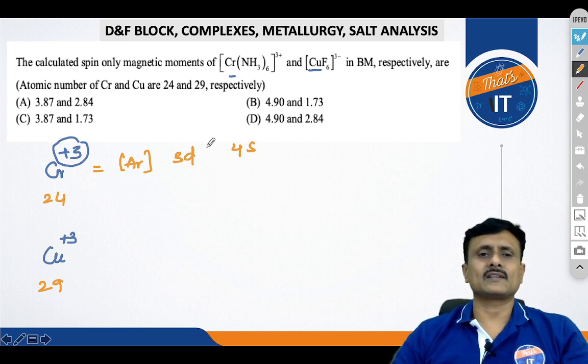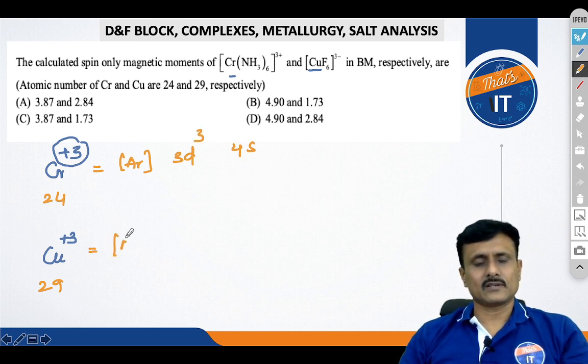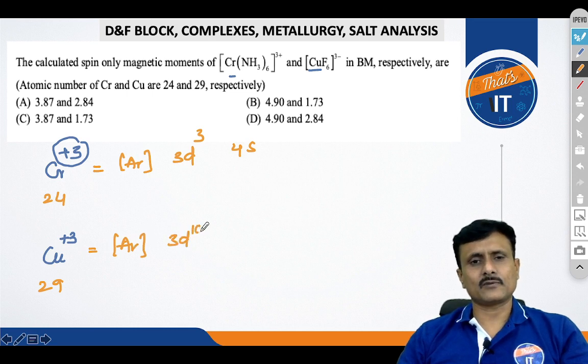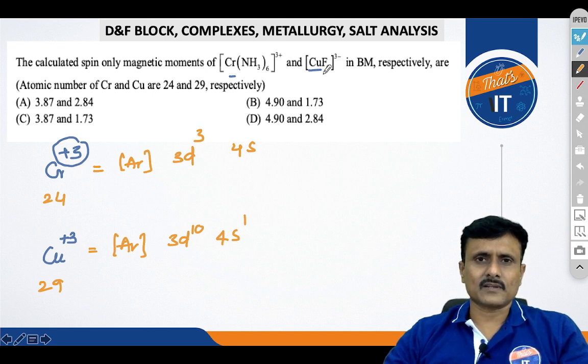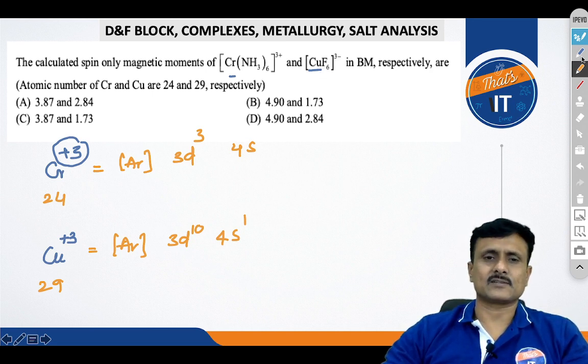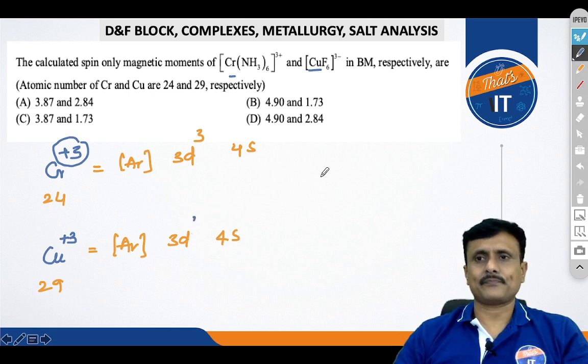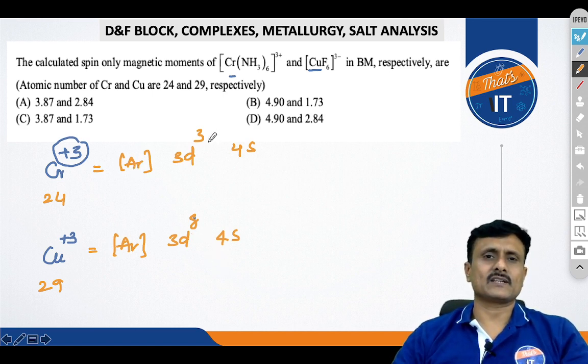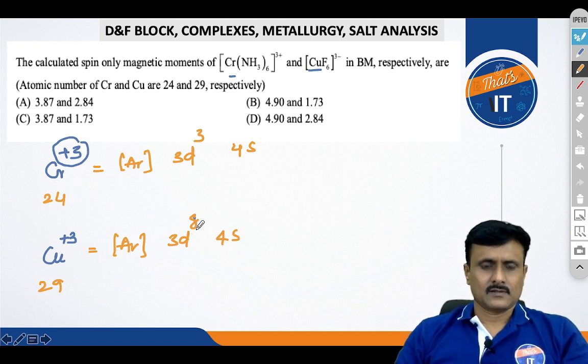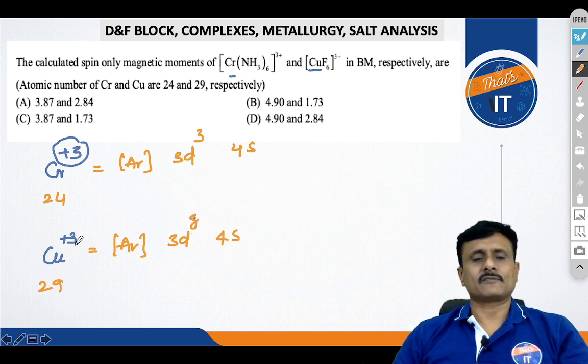So what's left out totally? 3d3. For copper you're going to write 3d10, 4s1, isn't it? Since copper is an exceptional case, in the +3 oxidation state you're going to remove 1 from here and 2 from here. That means 3d8. So 18 plus 3, 21, because you have removed 3 out of 24. And 18 plus 8, 26, because you have removed 3 from here.